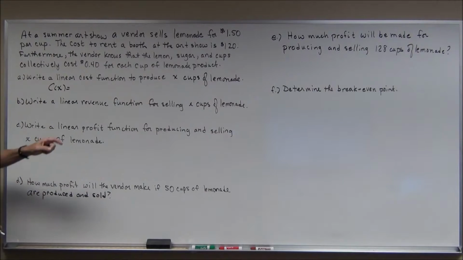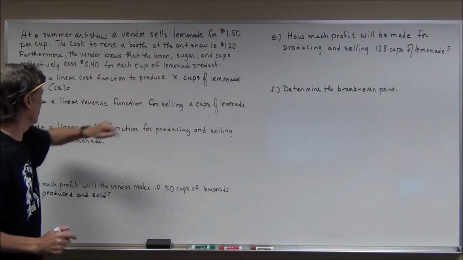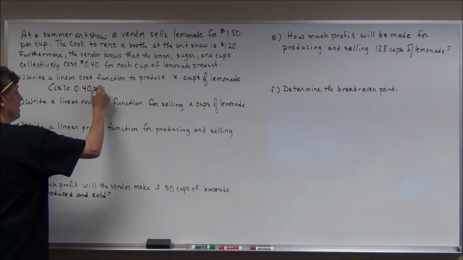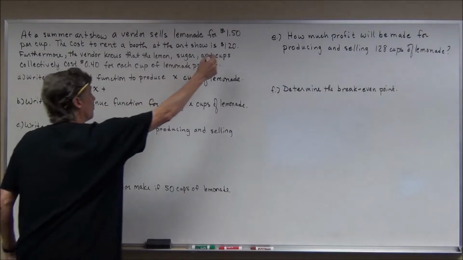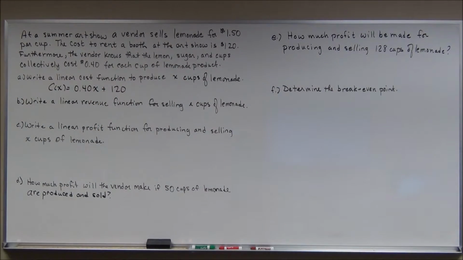will be, in this case, the cost of 40 cents for each cup. We're going to produce X cups, plus any fixed cost, which would be the cost of renting the booth, of $120. And that's our cost function. And it is a linear function in slope-intercept form.